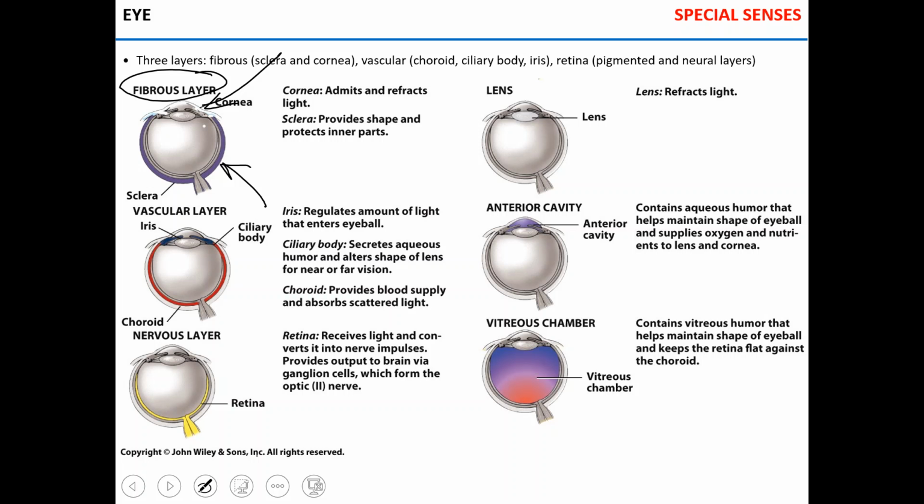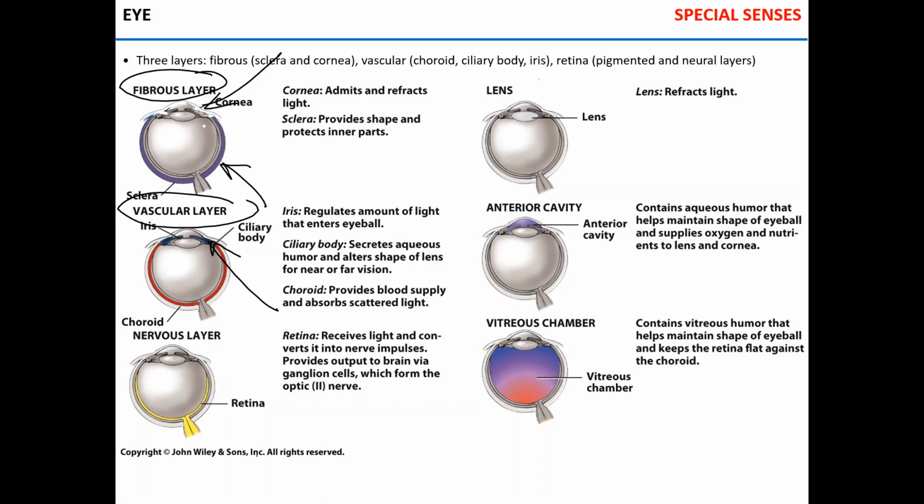And then the next, deeper layer is the vascular layer. Vascular layer consists of three main parts. First part is the iris. It is shown here in blue. Iris is a muscle that regulates the amount of light that gets into the eye by dilating or constricting the pupil.